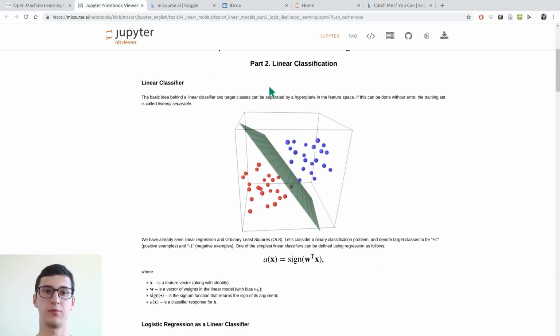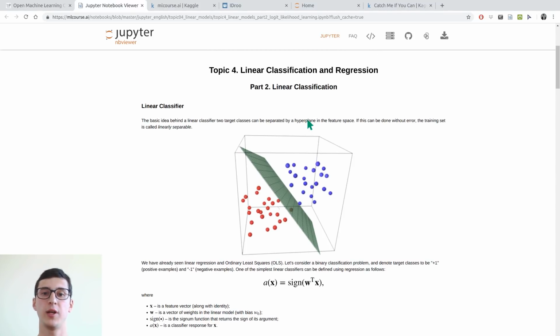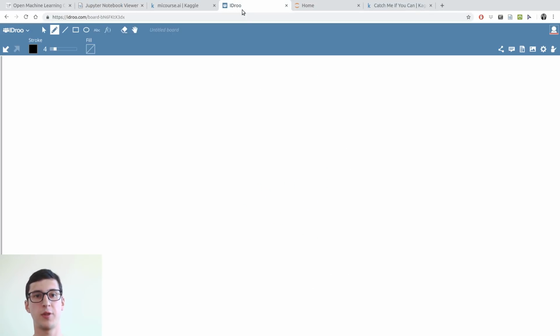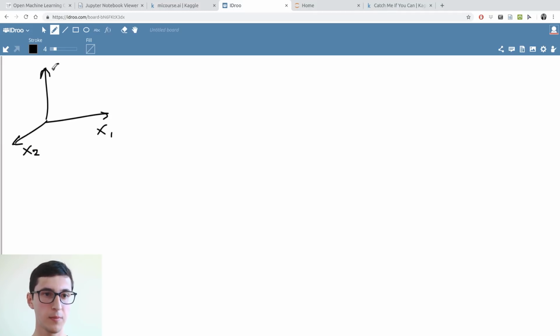Logistic regression is a type of linear classifier. So if we take a look at this picture, we'd like to separate these points into 2 classes by a really simple decision boundary, by a hyperplane. So the idea is that we've got several features and we can visualize our data in some d-dimensional space. So let's just draw some Cartesian space. So these are our features, x1, x2, x3, and so on.